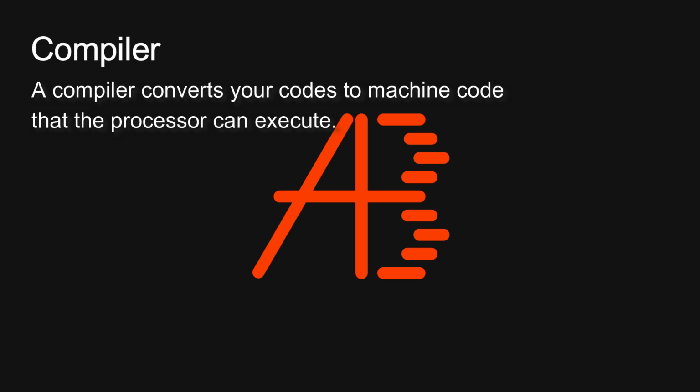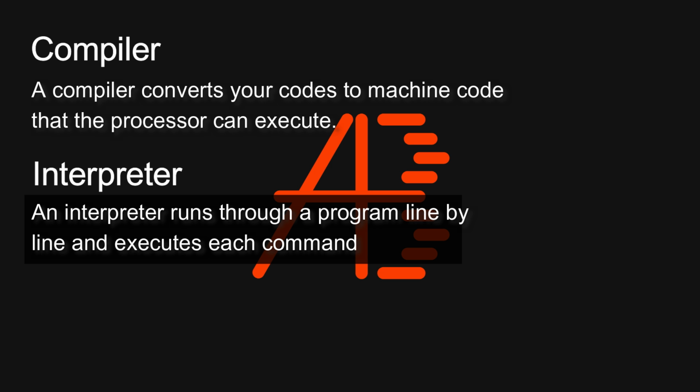A compiler converts your code to machine code that the processor can execute. On the other hand, an interpreter runs through a program line by line and executes each command.